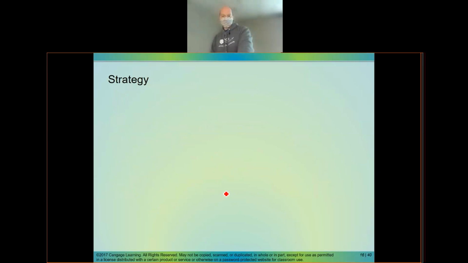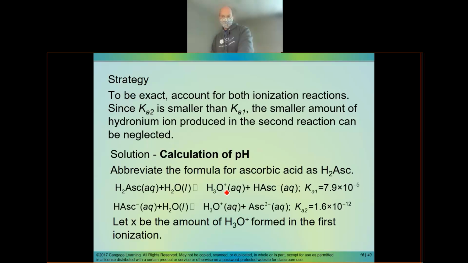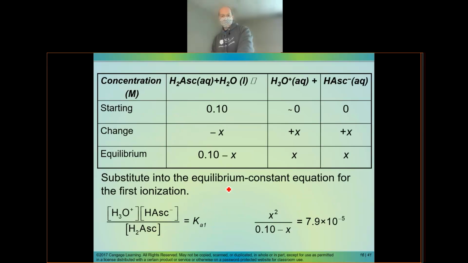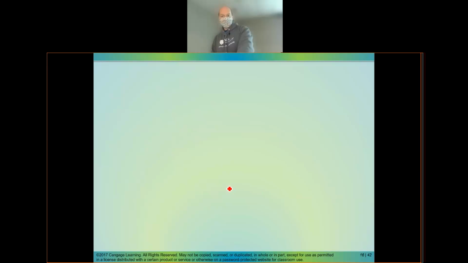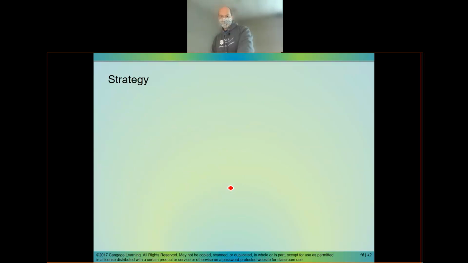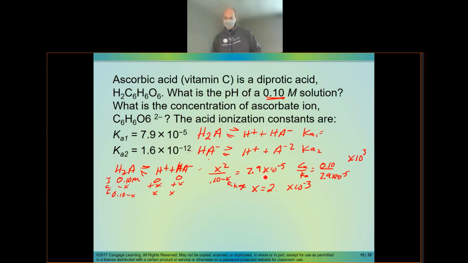Let's go back. That's what my X value is for the first one. Square root that. All right, 0.0028, so that is 2.8. I didn't know what the square root of 7.9 is. Yeah, it is 2.8. So 2.8 times 10 to the minus 3. All right, so now I have all of those. Now I'm done with Ka1.